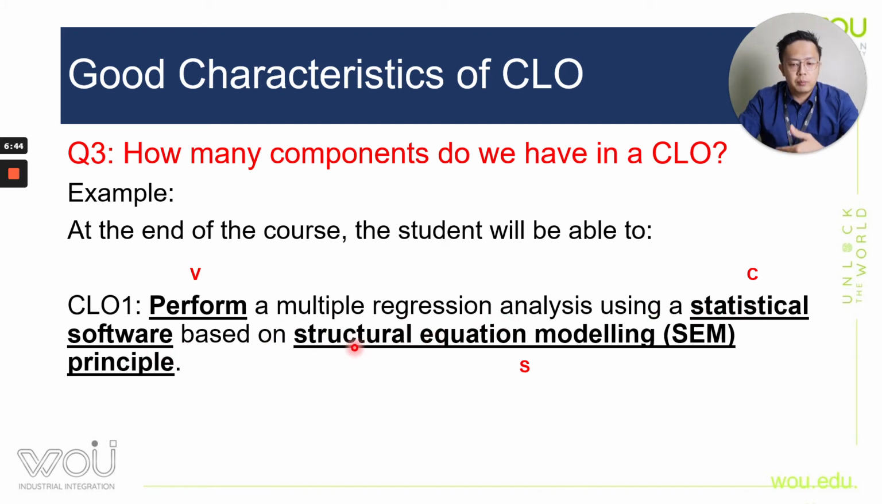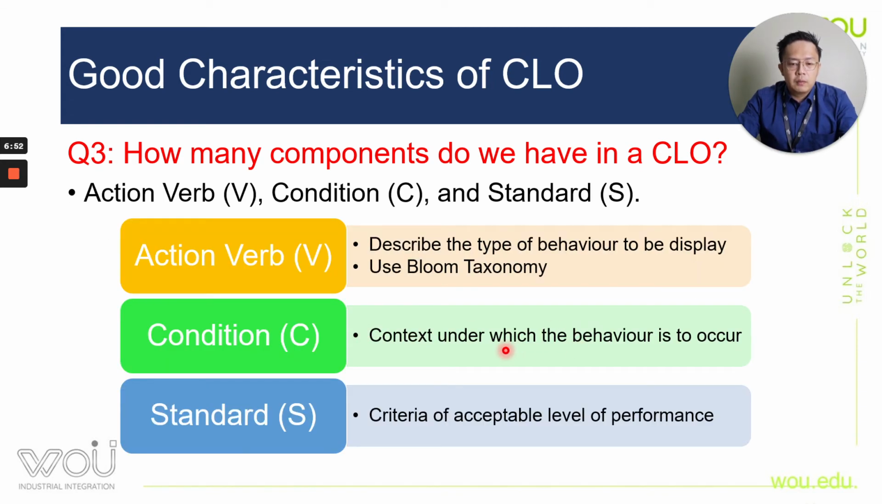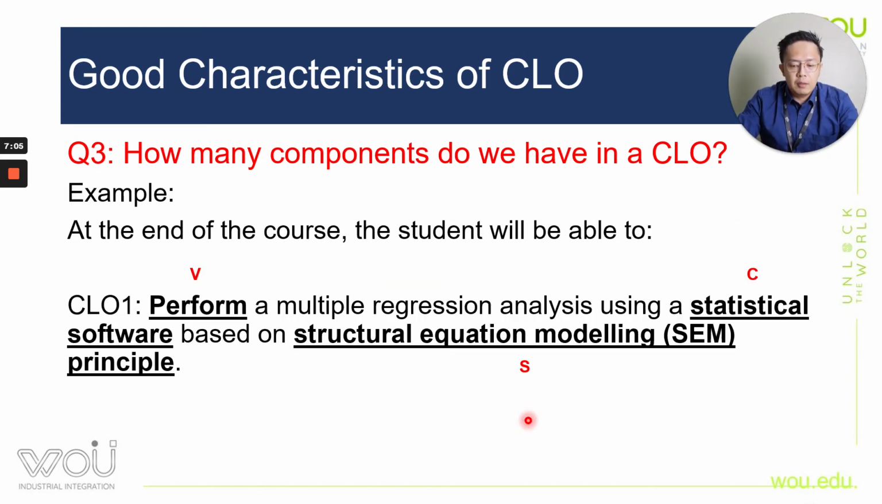So we want the students to perform multiple regression using a statistical software. It could be like SPSS or Excel, right? We want them to use a specific software. This is a condition that we have spelled out, the context in which we want the behavior to occur. We want the students to be able to perform multiple regression analysis by using the statistical software. What is the standard? What is the accepted level of performance based on the SEM principle? This would be the standard.